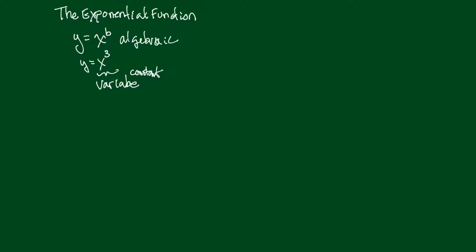What we're going to do now is switch the variable and the constant, and we're now going to write this. y equals b to the x. Just switch these. Instead of x to the third, we would have 3 to the x. And this side over here looks like this. Now you have a constant raised to a variable. So this is the first time that we're going to see something where the variable appears in an exponent. And these functions are called exponential.